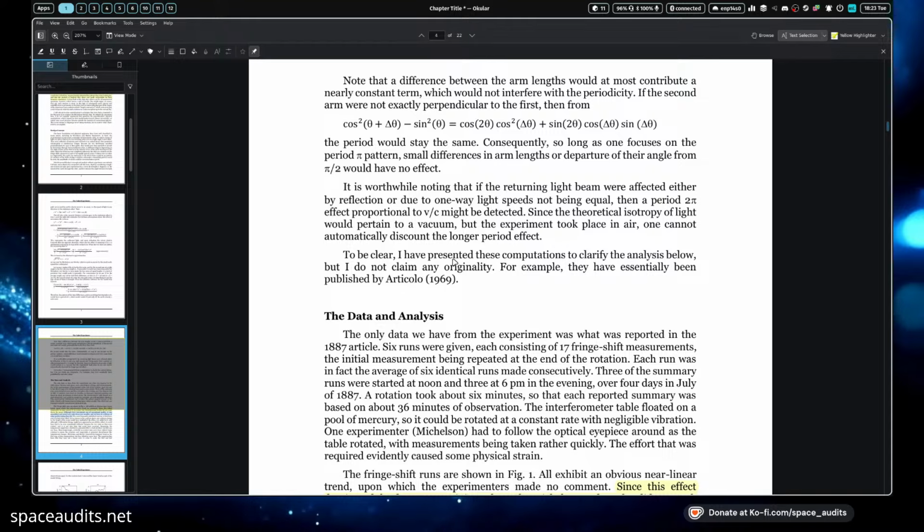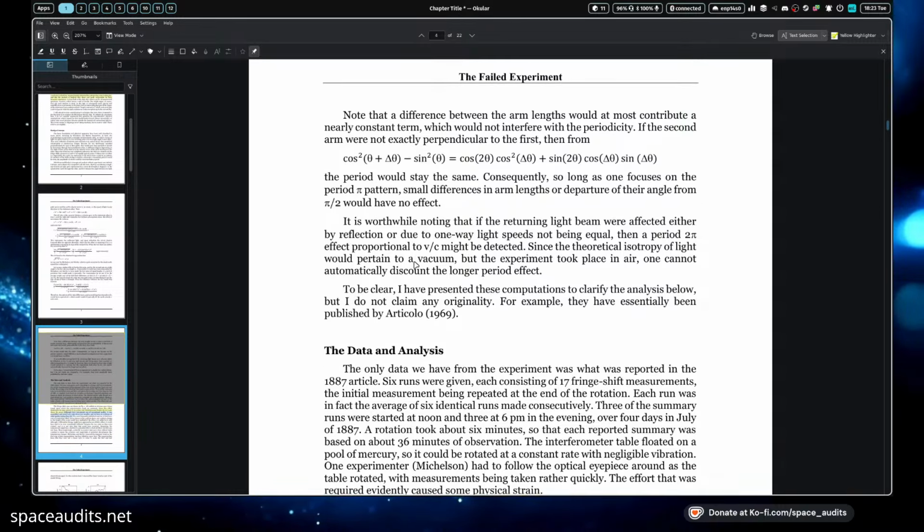To be clear, I have presented these computations to clarify the analysis below, but I do not claim any originality. For example, they have essentially been published by Articolo in 1969. And real quick on the note about the air and the vacuum situation.